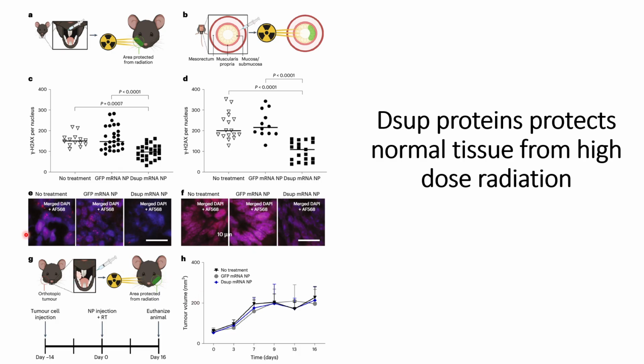If the tumor cells themselves are protected from the radioactive therapies, then these Dsup protein strategies will not be effective in cancer treatment. So the Dsup protein strategies will be useful in the case where tumor cells are less protected from the radiotherapies. Then these proteins can be used to protect the normal tissue surrounding this tumor area.